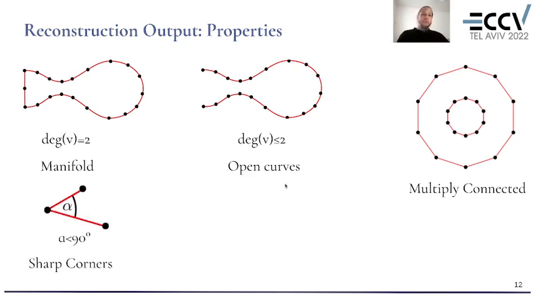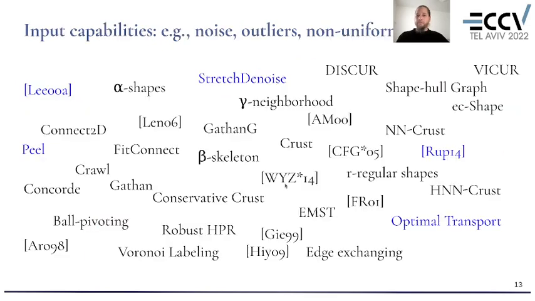Then output can contain sharp corners, meaning the angle between incident edges to a vertex is smaller than 90 degrees. There's also guarantees. We'll talk about sampling conditions later on. And time complexity is also important. We want to know if we can reconstruct in reasonable time.